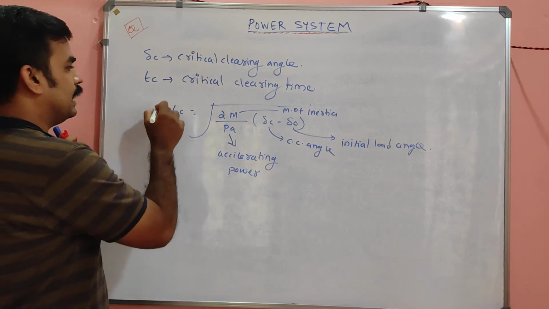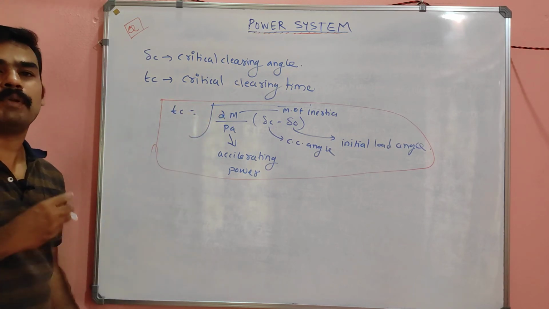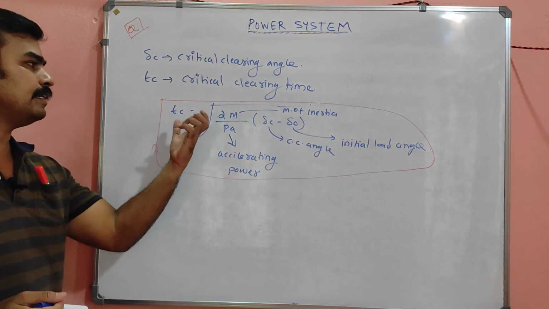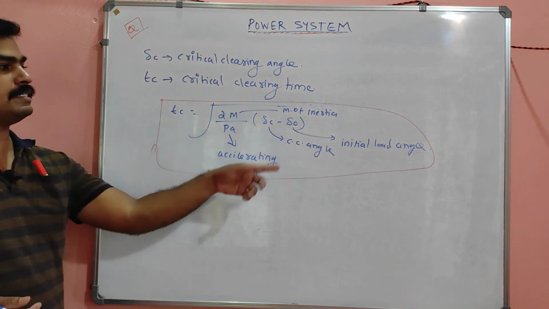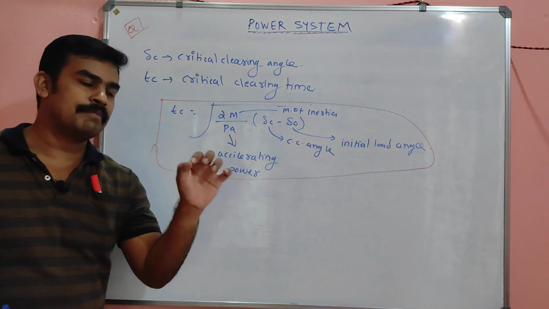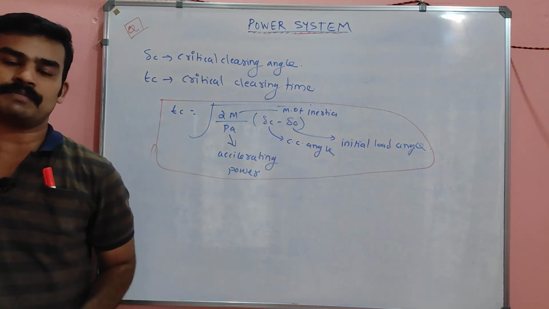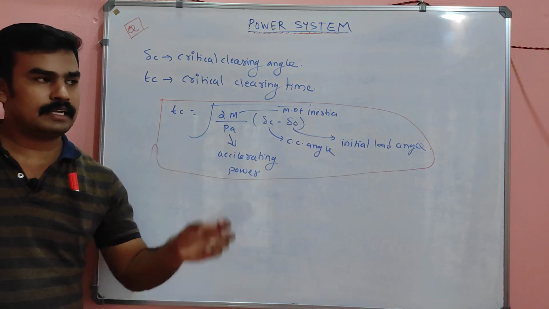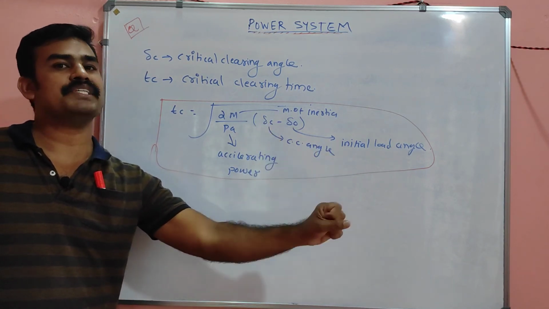Normally this equation, directly you can expect in examination. They will not ask about these very problems regarding critical clearing angle and critical clearing time, but this critical clearing time equation is very important. 2m divided by Pa into del C minus del 0. Del C is the critical clearing angle, del 0 is the initial load angle. So critical clearing time is nothing but the time required to clear the fault so that the machine will not lose its synchronization. The maximum time, critical clearing time is defined in this way. It is the maximum time required to clear the fault before the machine loses synchronism.